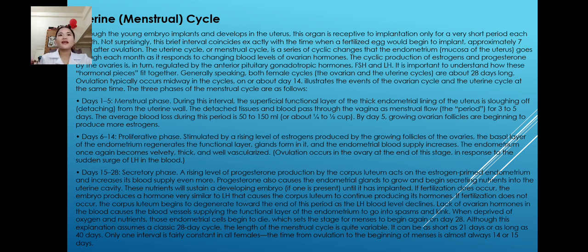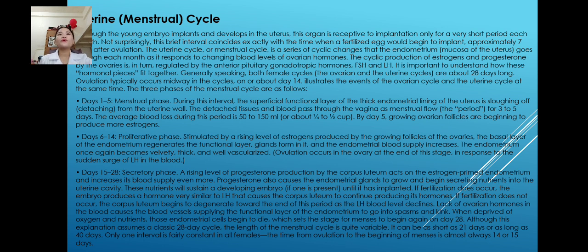The uterine cycle, or menstrual cycle, is a series of cyclic changes that the endometrium, or mucosa of the uterus, goes through each month as it responds to changing blood levels of ovarian hormones. The cyclic production of estrogens and progesterone by the ovaries is in turn regulated by the anterior pituitary gonadotropic hormones, FSH and LH. It is important to understand how these hormonal pieces fit together.